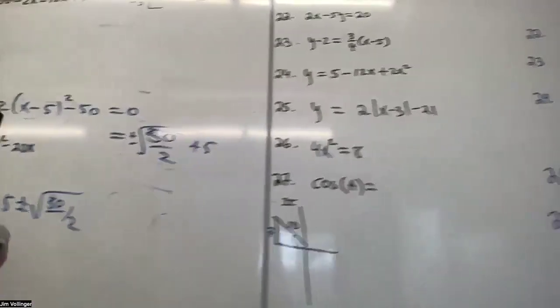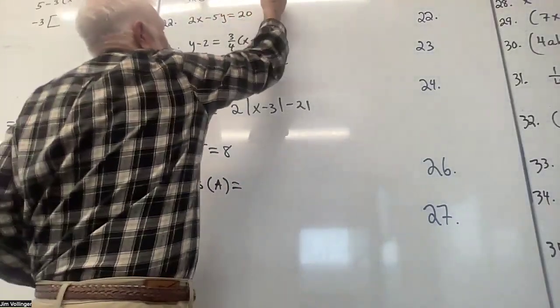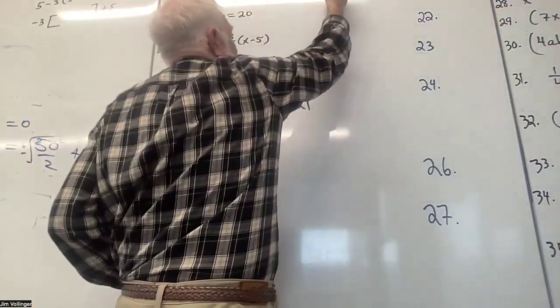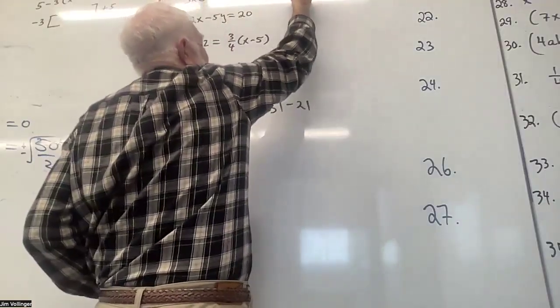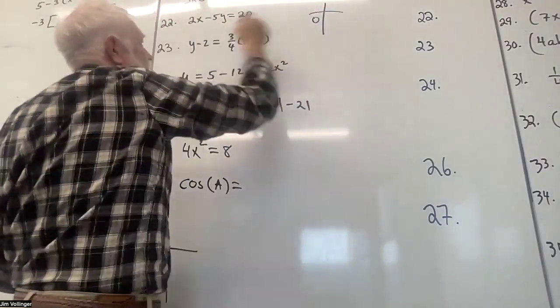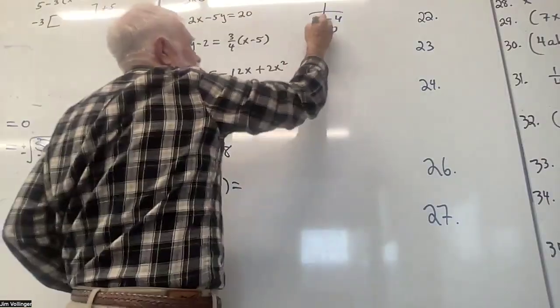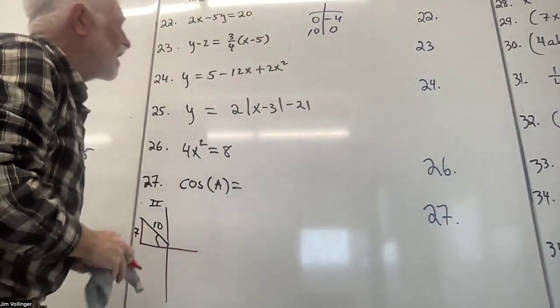Sketch 2x minus 5y equals 20. These are a product. 2 times x, 5 times y. What do we say about products? Make them 0. So if you make the first one 0, you can see that we get a negative 4. If you make the second one 0, you can see we got a 10. Connect those dots. You got a line.